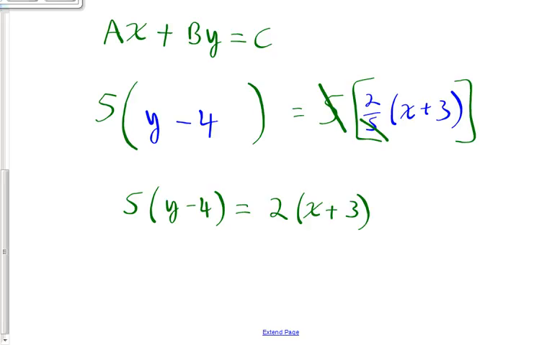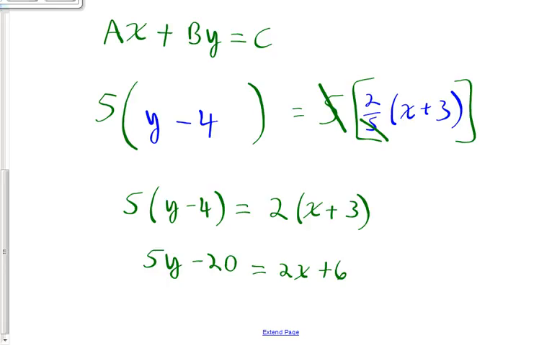Now I want to put it in this form. Notice in this form both variable terms are on the same side, the terms that have x and y as a factor, and the constant term is on the other side, and there are no parentheses. So first thing I'm going to do is get rid of the parentheses with distribution. I'll get 5y minus 20 on the left side equals 2x plus 6 on the right side.